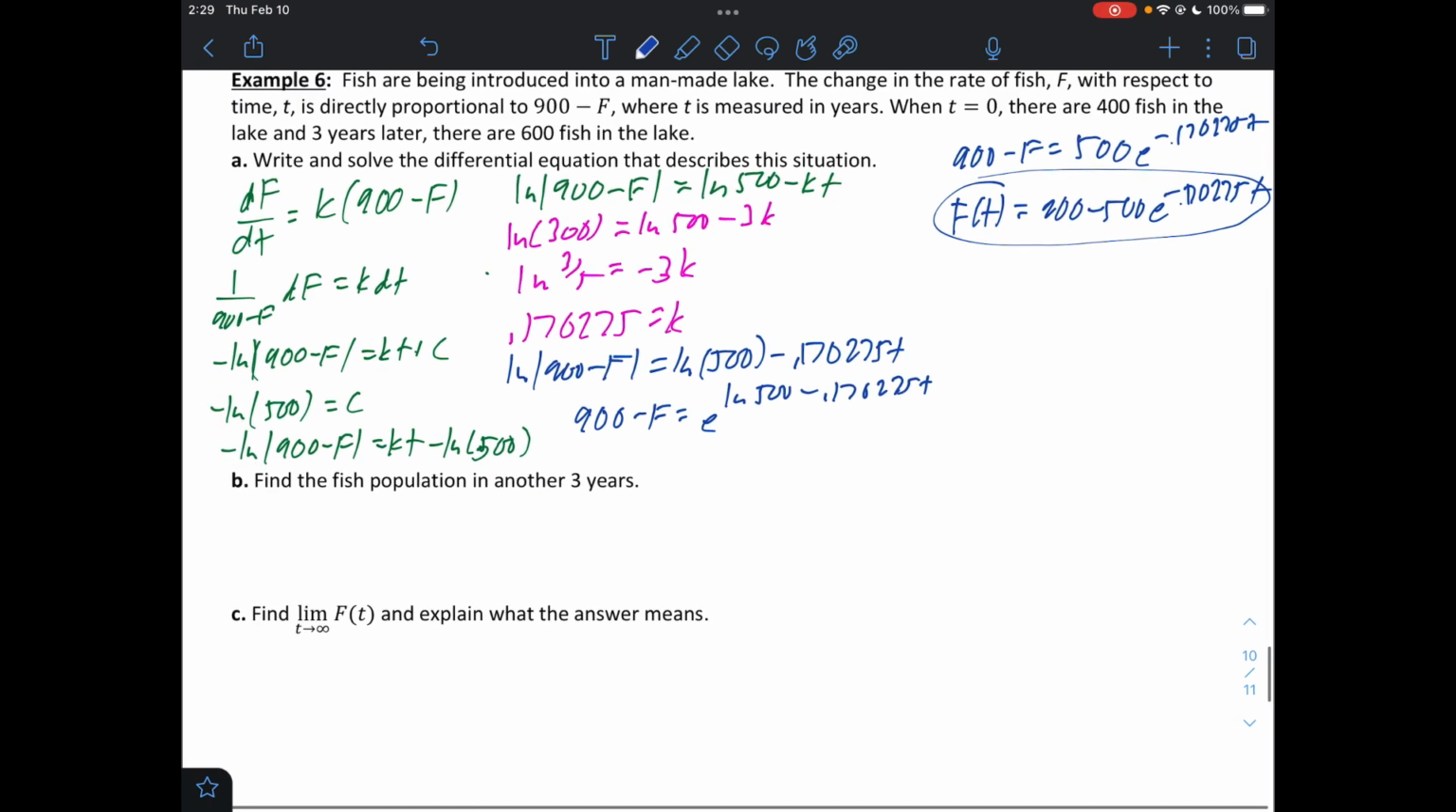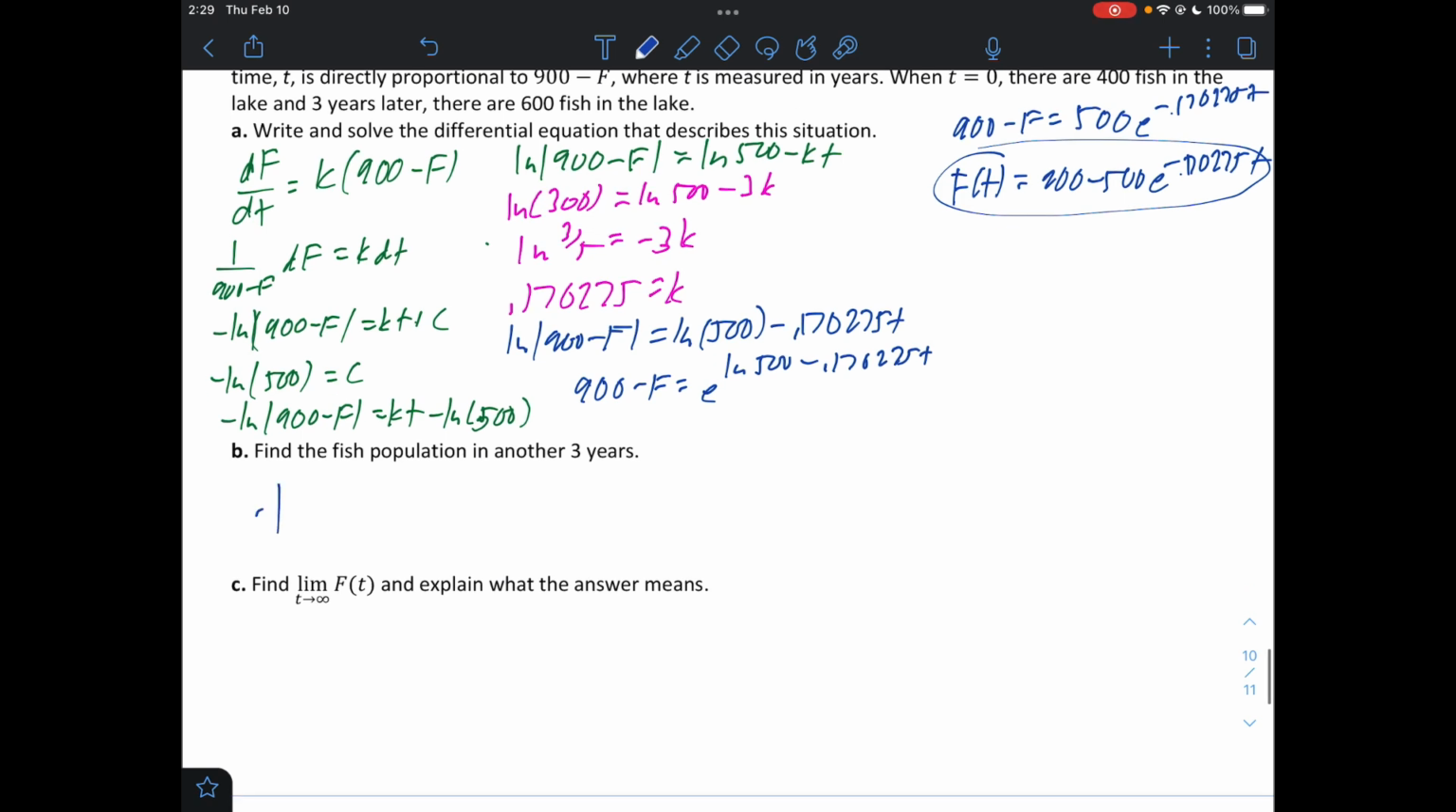Find the fish population in another 3 years. So that's when t equals 6. So f of 6, just take that and put that right into your calculator. We should get about 720 fish.